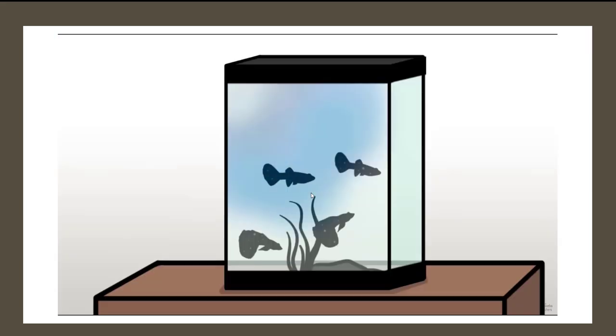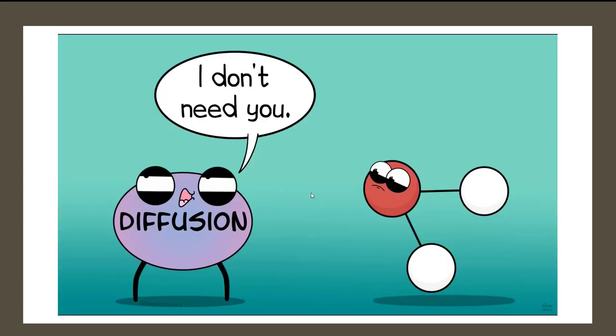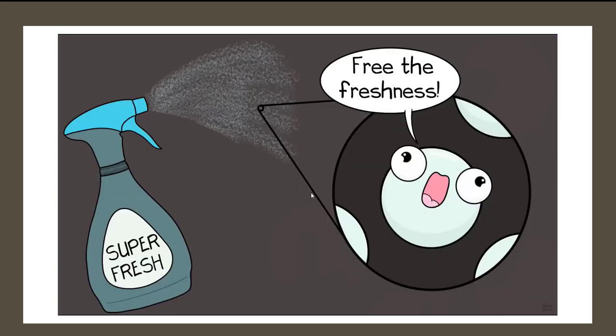Pretty soon, the water had a uniformly blue appearance as the molecules eventually are evenly dispersed. This was very important for treating my fish because the treatment reached all of them, and they soon got better. Diffusion doesn't just happen in water. For example, it occurs if you spray an air freshener in the air.